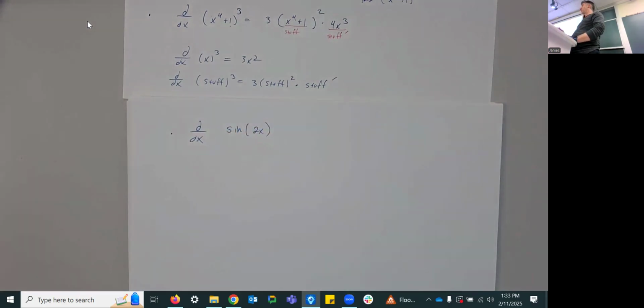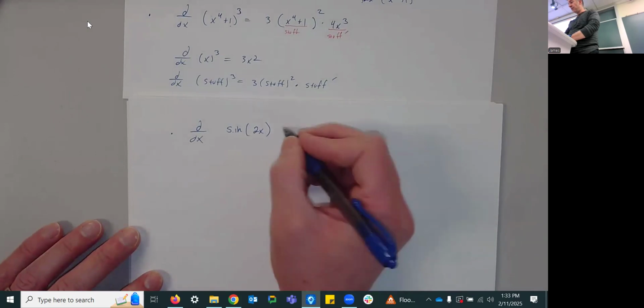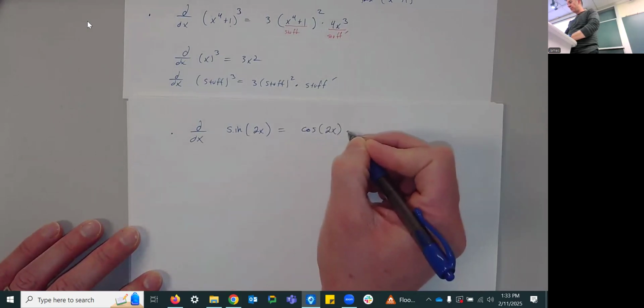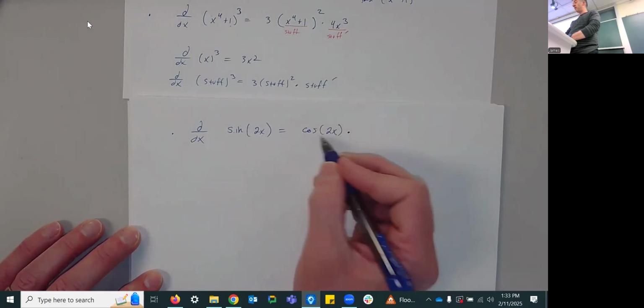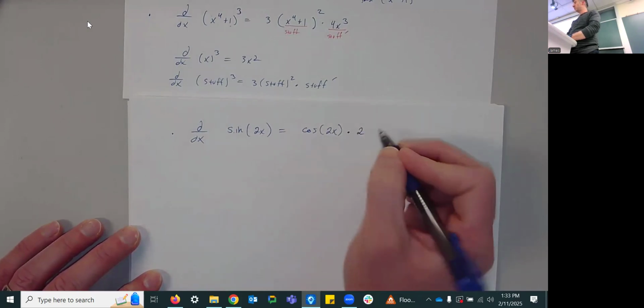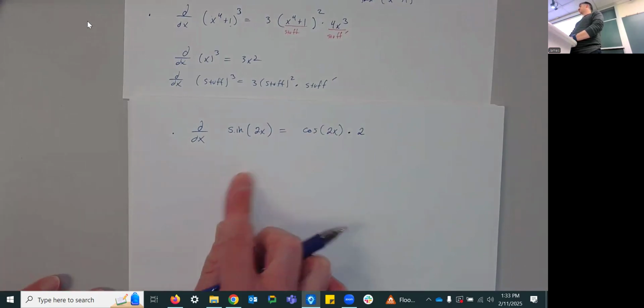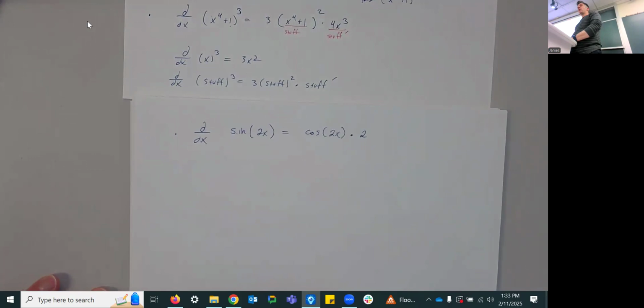Okay. Well, we know the derivative of sine of x is cosine of x. So the derivative of sine of some stuff is going to be cosine of that stuff multiplied by the derivative of the stuff, which in this case is just 2. And this example also is important. We'll see in a little bit here. But I do want to show you kind of why this is true.